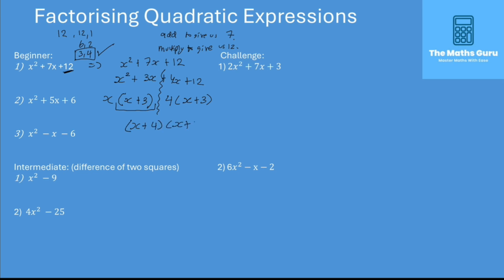and x plus 3. And if we were to expand this by using our FOIL method, we'd see x squared, that's our first terms. Then we'd look at our outside terms and go plus 3x, then inside terms plus 4x, and last terms plus 12, and get x squared plus 7x plus 12.